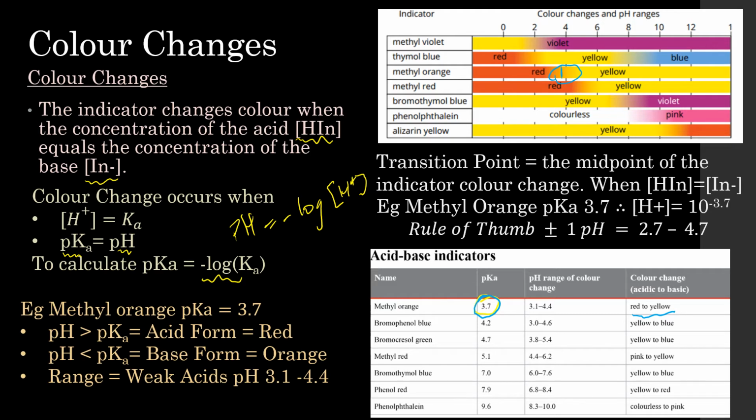Therefore, the concentration of the hydrogen ion is what? 10 to the negative 3.7 moles. The general rule of thumb for a transition point as the midpoint is just plus or minus 1 pH value. So in this case, if the pKa is 3.7, it's just thinking transition from 2.7 to 4.7. It will transition through.